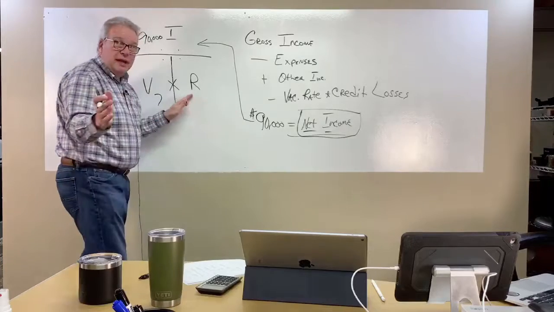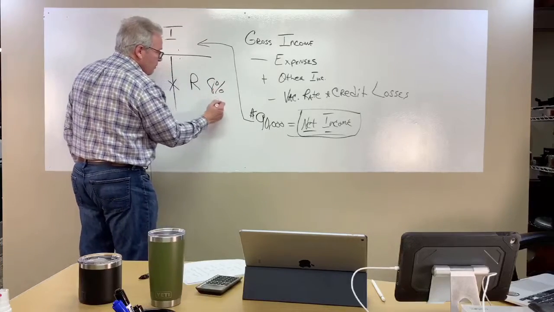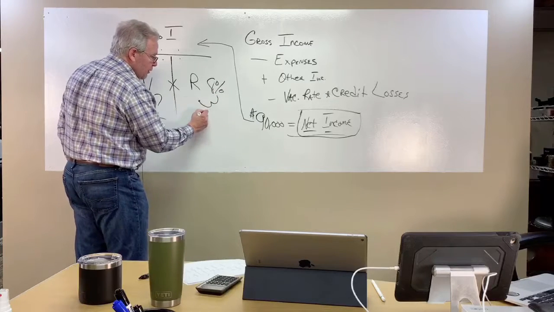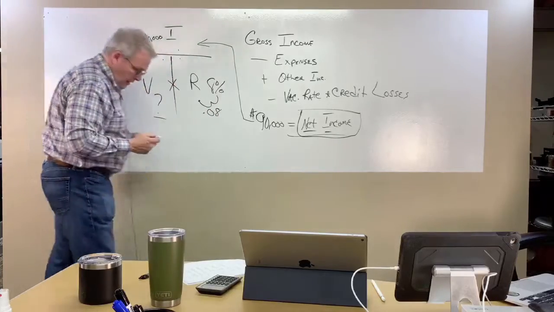So what's the rate we're using in this case? It's 8%. And remember, John always says, move that decimal over 2 places. So it's 0.08.